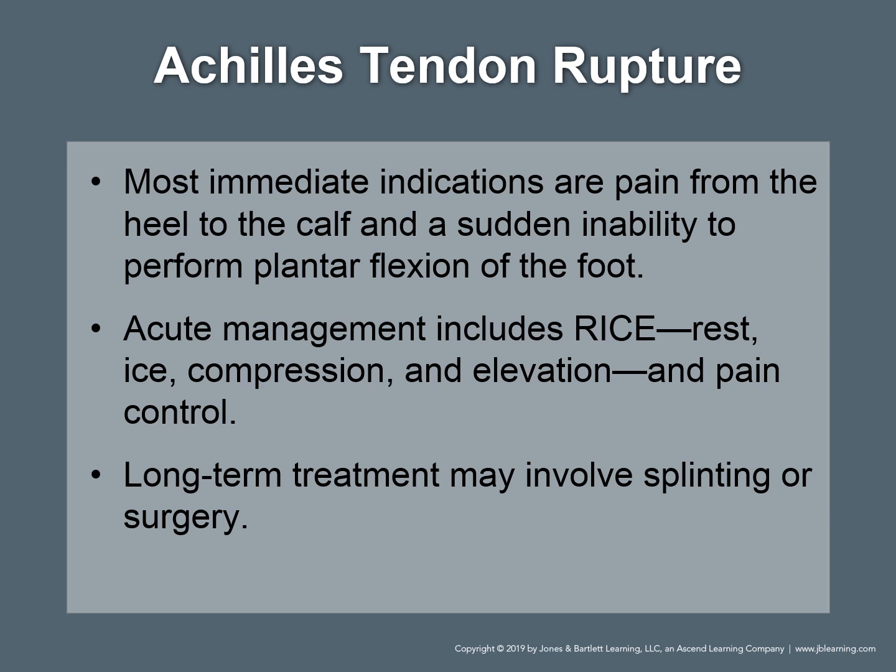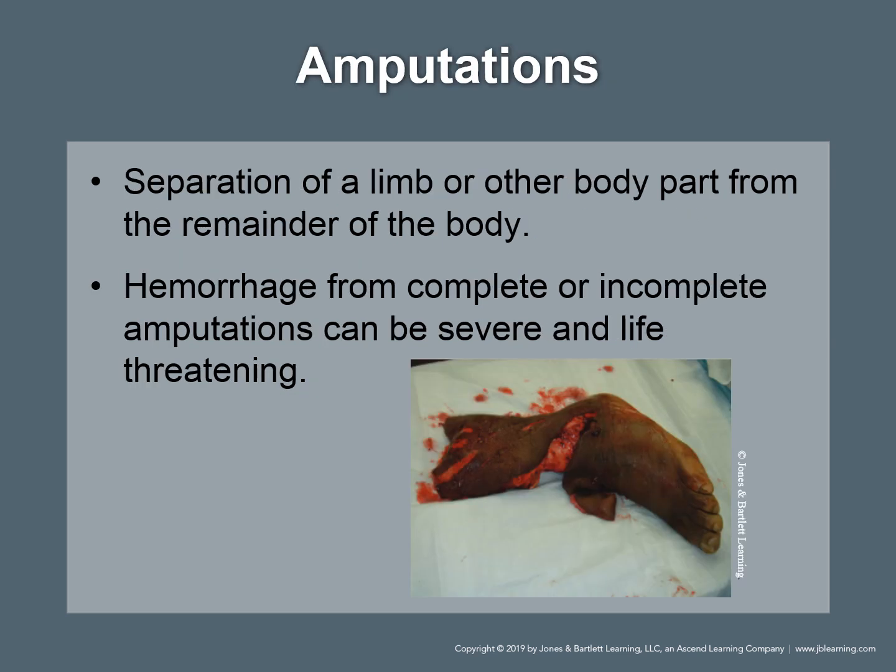We talked about RICE. Long-term treatment may involve splinting, cast, surgery. So this is a long-term process. Usually takes a couple months, if not longer, for bones to heal. Amputation, that is where a limb is completely severed from the body.